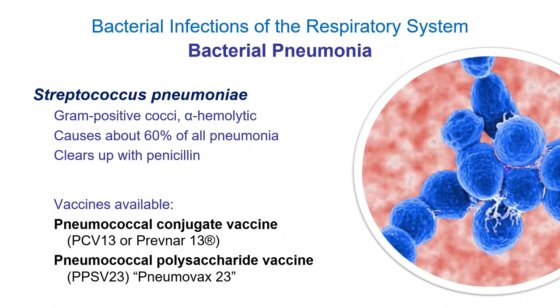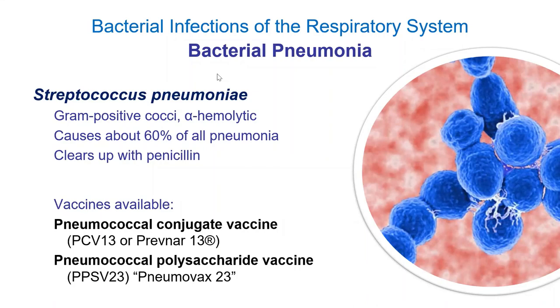But the good news is we have some vaccines against this organism now. And there's a few different ones that I'm having a little hard time keeping track of, because the last one I was looking at was called Pneumovax 19, and then I looked this one up and now it's called Pneumovax 23. So where does the 19 and the 23 come from?